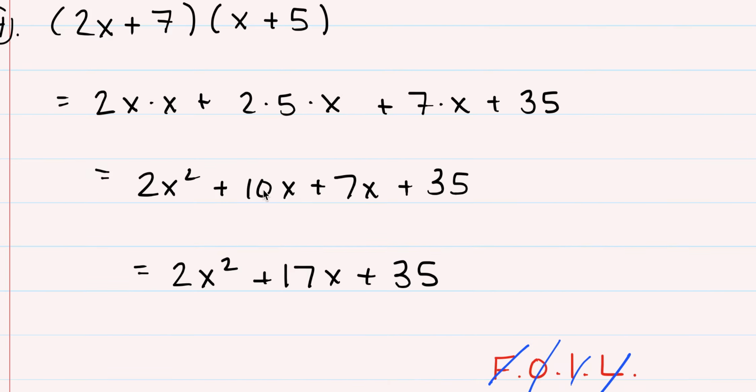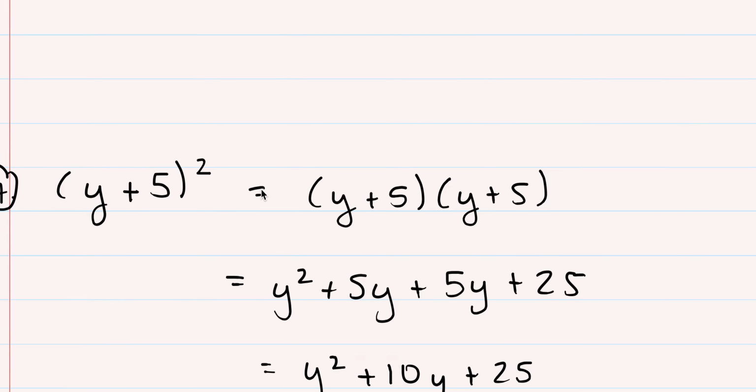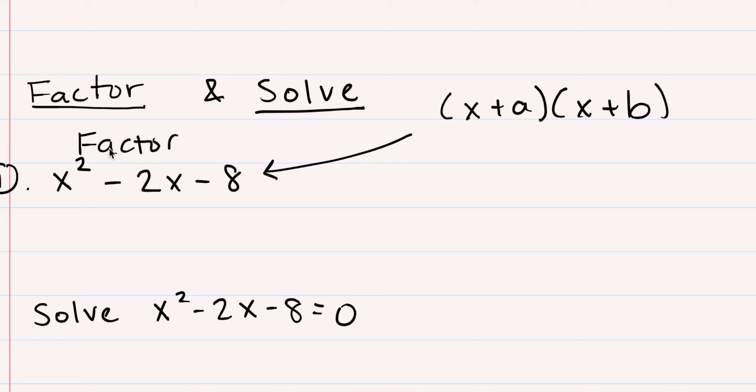So let's scroll back to our problem. Now the problems I'm going to show you in this video will always have a coefficient of 1 in the front, or if it doesn't have a coefficient of 1, we're going to pull out the greatest common factor and get it to a coefficient of 1. So that's what I'm going to show you here.